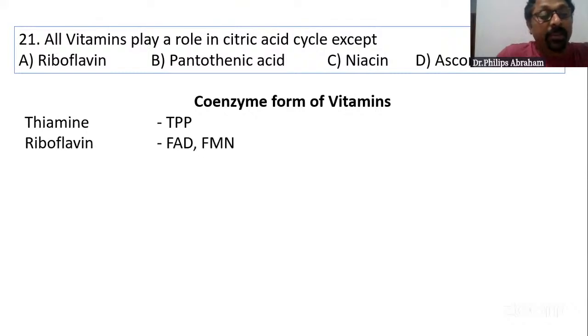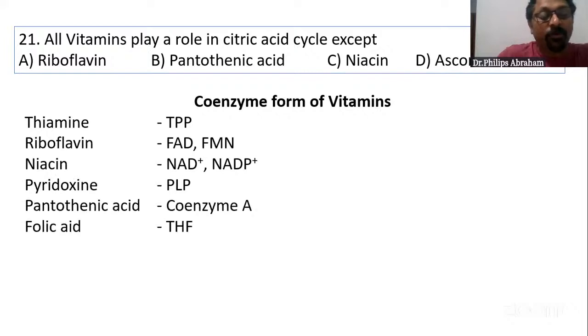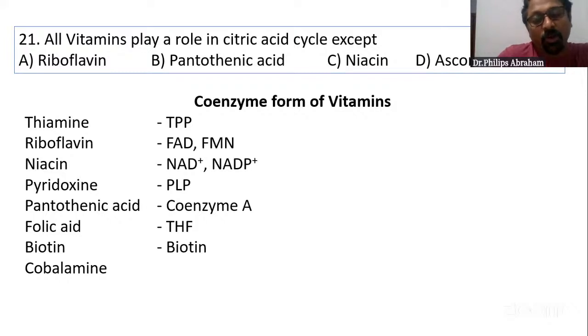Thiamine, active form TPP; riboflavin, FAD, FMN; niacin, NAD, NADP; pyridoxine, PLP; pantothenic acid, coenzyme A; folic acid, THF; biotin for another vitamin. We have cobalamin, B12. It exists as cyanocobalamin, methylcobalamin and adenosylcobalamin. So these vitamins act right. The vitamin B complexes exist in active forms. We call them coenzymes, which help in the action of enzymes.